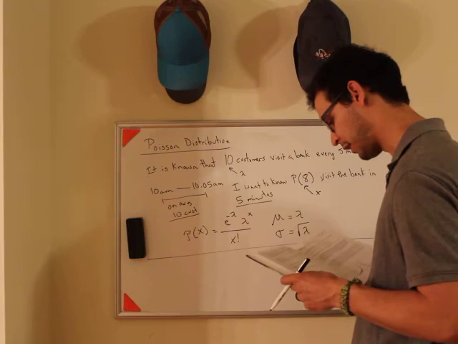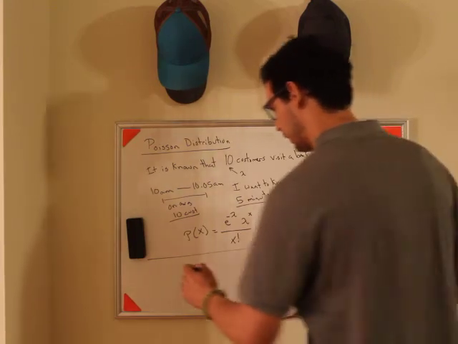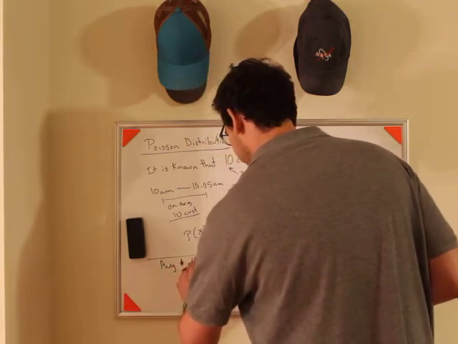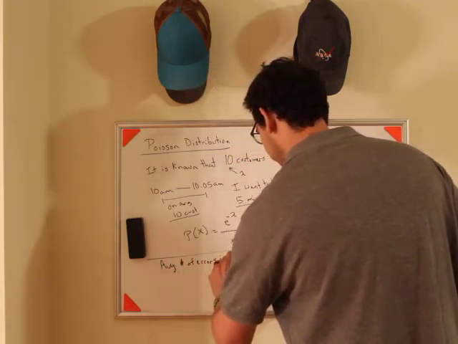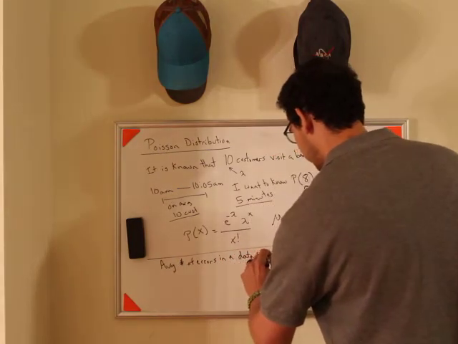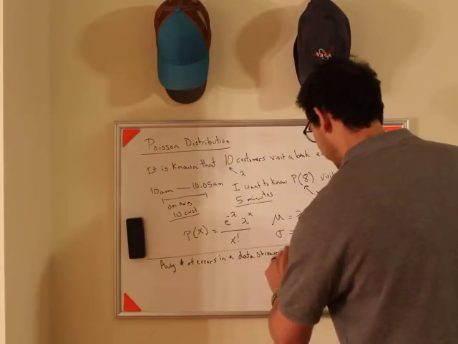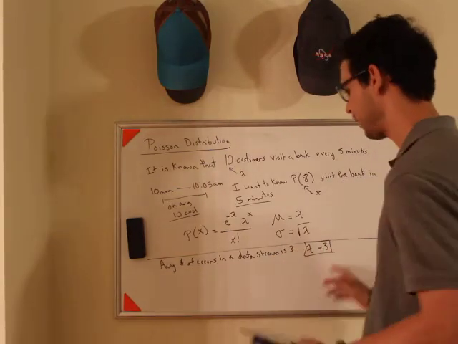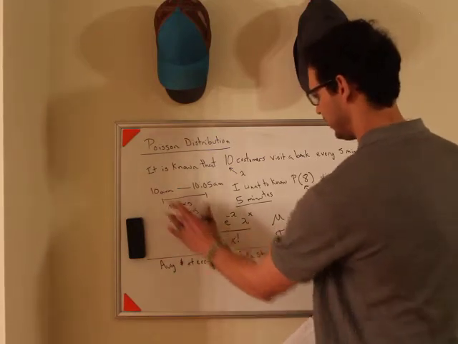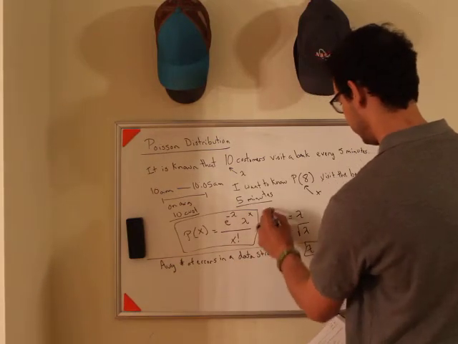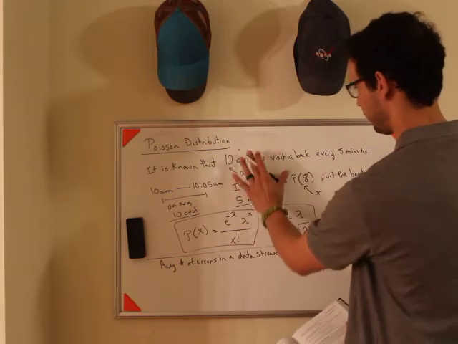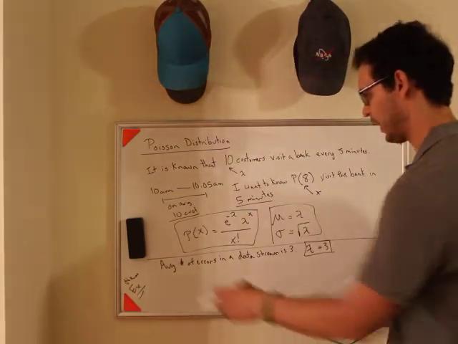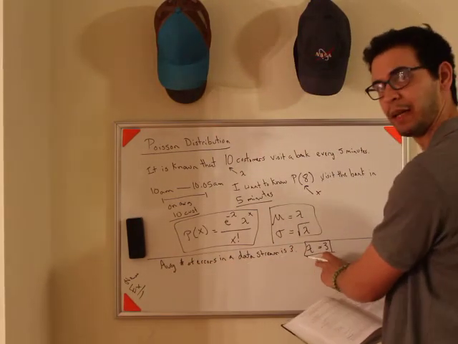All right, so in a binary data stream, it is known that there is an average of 3 errors per minute. So the average number of errors in a data stream is 3, so that means lambda is equal to 3. These are the formulas, and this is the theory. This is a new example.